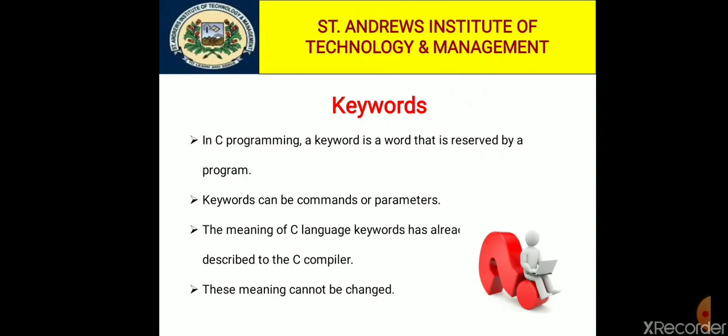The meaning of C language keywords has already been described to the C compiler. That's why these meanings cannot be changed. Thus, keywords cannot be used as variable names, because that would try to change the existing meaning of the keyword, which is not allowed in C programming.